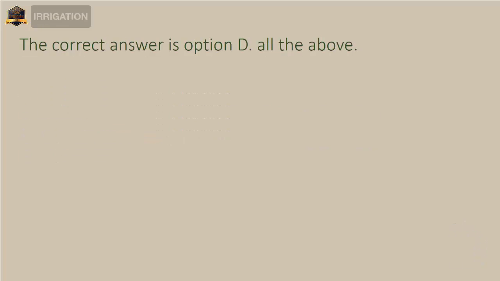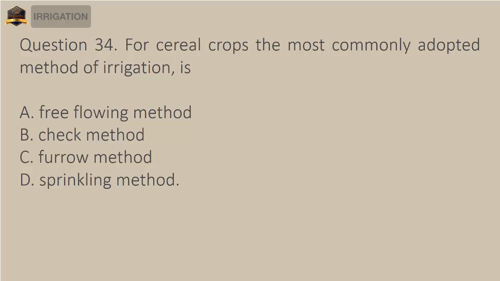Question 34. For cereal crops, the most commonly adopted method of irrigation is A. Free-flowing method. B. Check method. C. Furrow method. D. Sprinkling method. The correct answer is option B, check method.